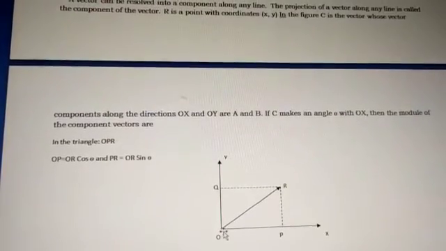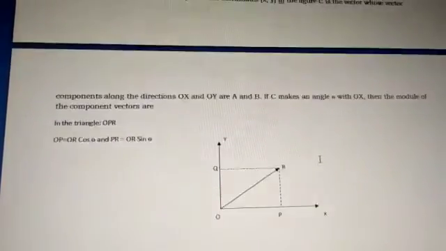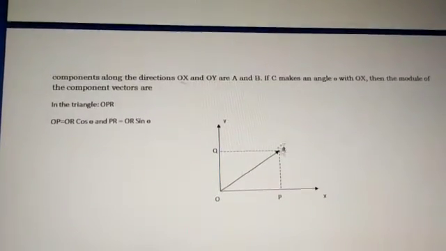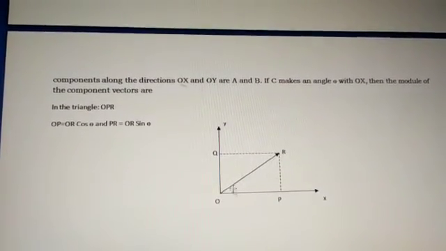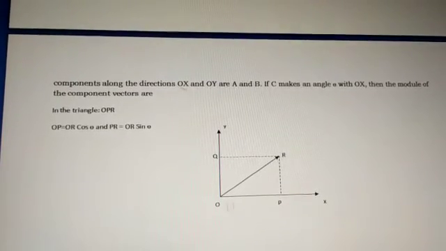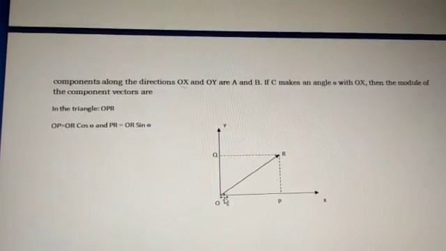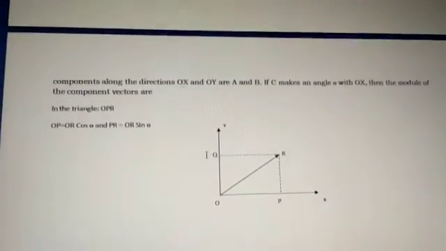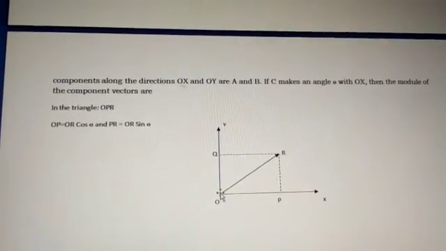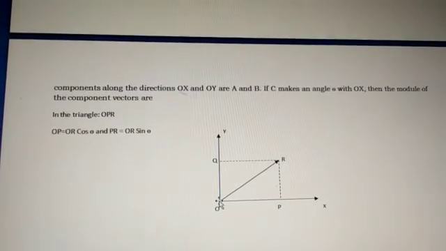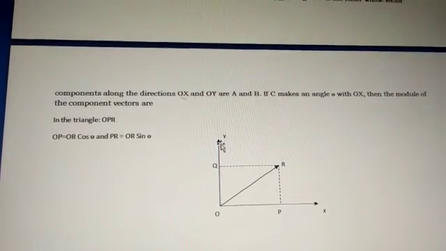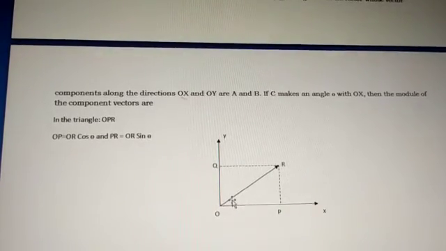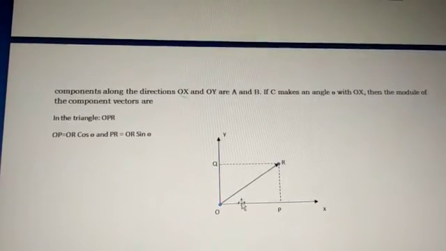Let us consider here is one vector. Please observe the diagram here. OR is one vector. It is resolved into two components, OP and another one called OQ. One is horizontal, another one is perpendicular. Here this is theta, which is an angle.